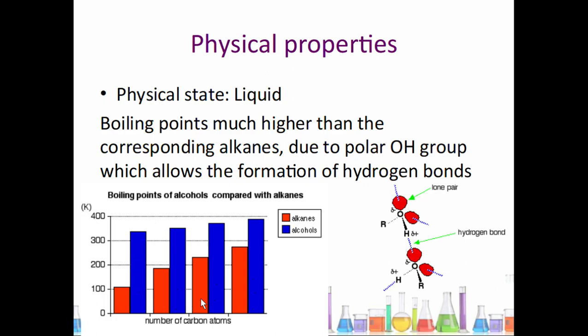You can see here the number of carbon atoms as it increases, the boiling point increases, similar to the alkanes in red, but the alcohols, so if this was methane and this was methanol, you can see that the boiling point of methanol is much, much higher.